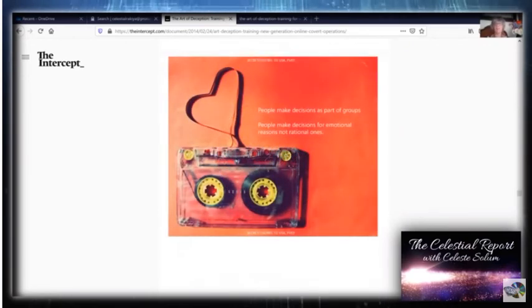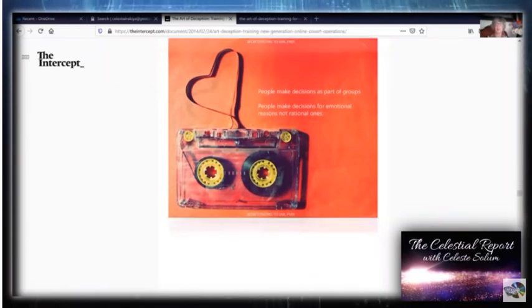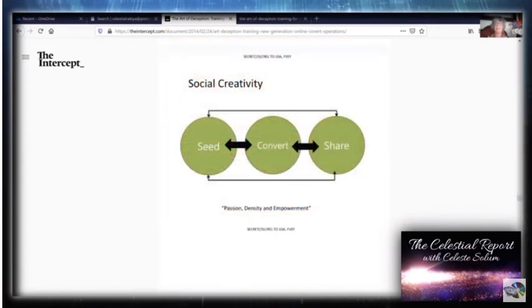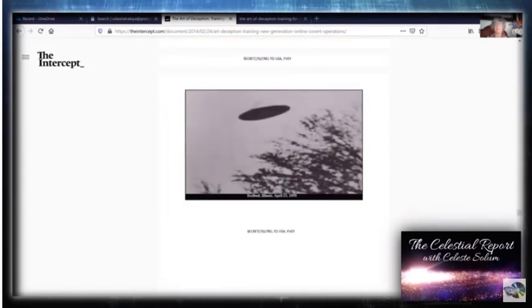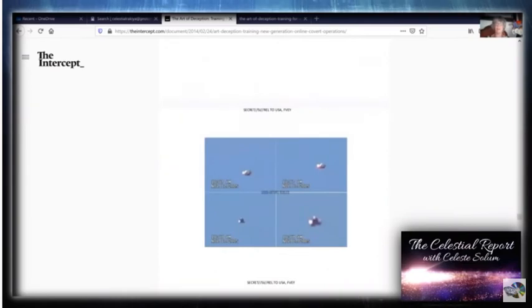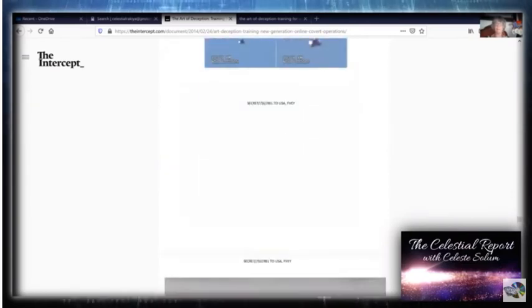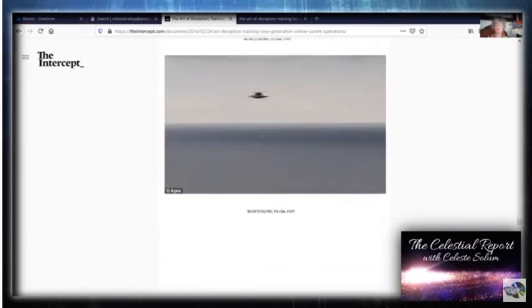People make decisions as part of groups. People make decisions for emotional reasons and not rational ones. That's really important to protect your emotions, station guards, and the best way to do that is through prayer and the Word of God. Passion, density, and empowerment. I wish I could have heard the talk about the UFOs. Yeah. We're not privy to that.